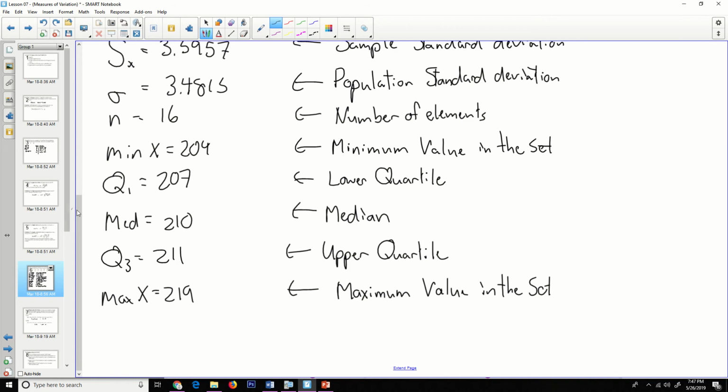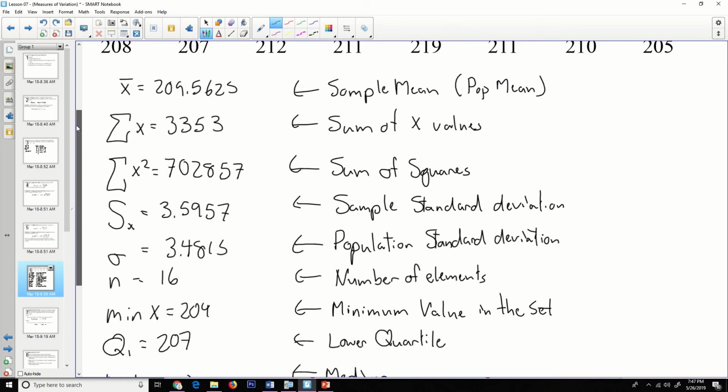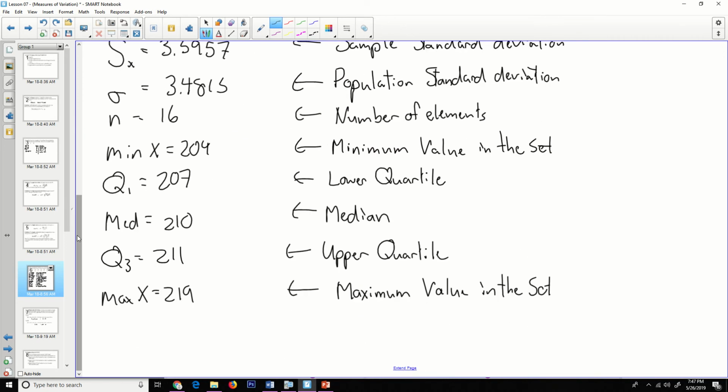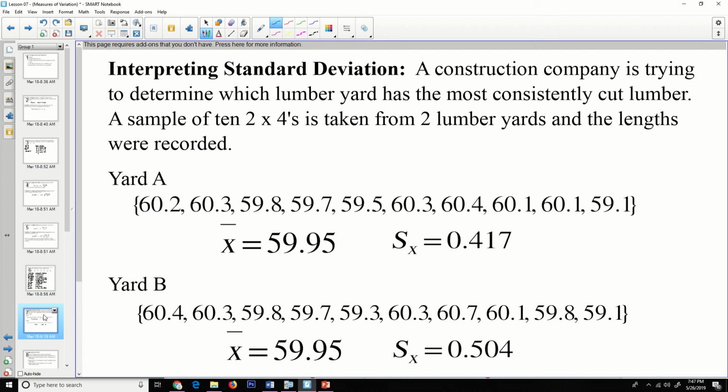And so we'll be using this off and on throughout the semester, so it's worthwhile going through and seeing what everything means. All right, so now that we've talked about variance and standard deviation, let's talk about how we can use that and how we can interpret that.